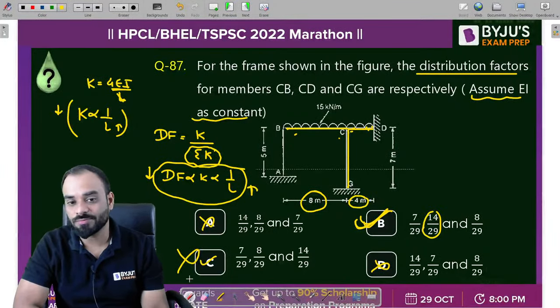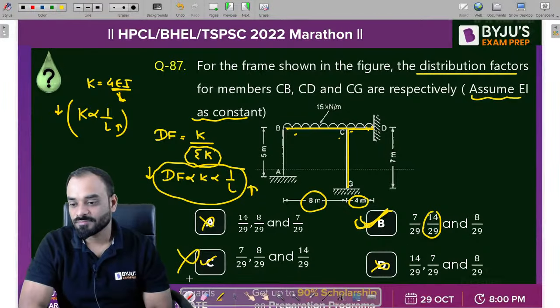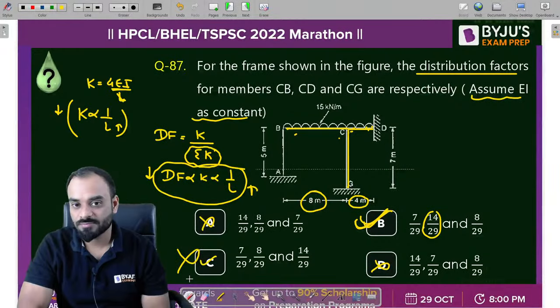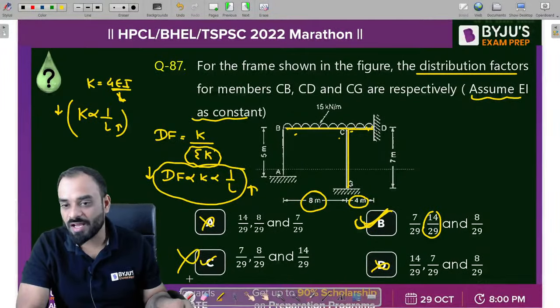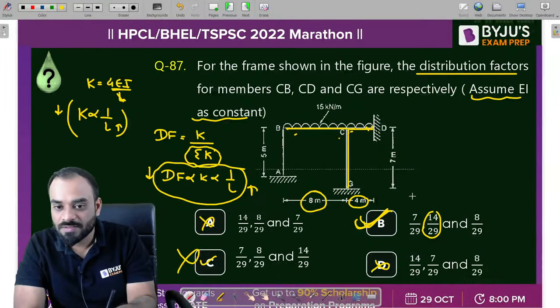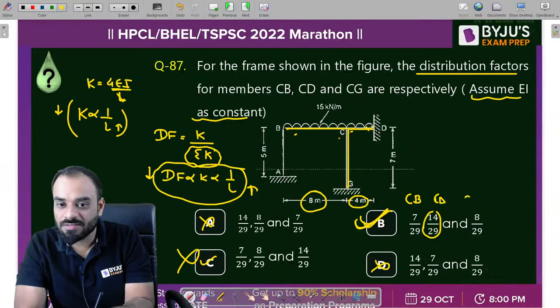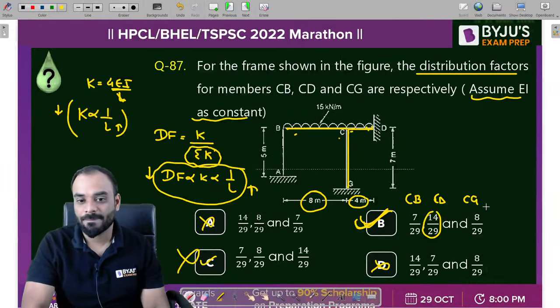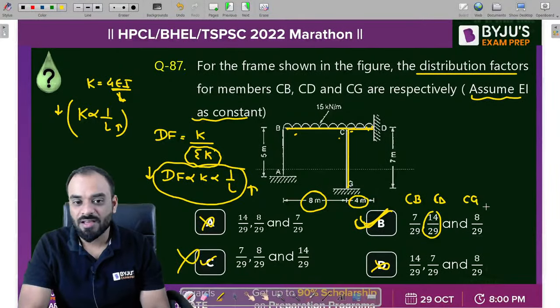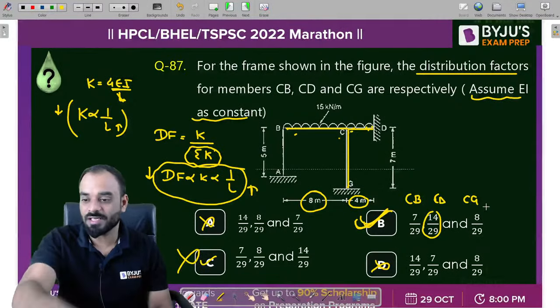Tell me guys, yes or no. Tell me yes or no. B is the correct answer. First, they have asked for CB, CD and CG. C, how is it possible? D is the correct answer, bacha. Sorry, B is the correct answer. B is the correct answer. Arsalan, B is the correct answer.